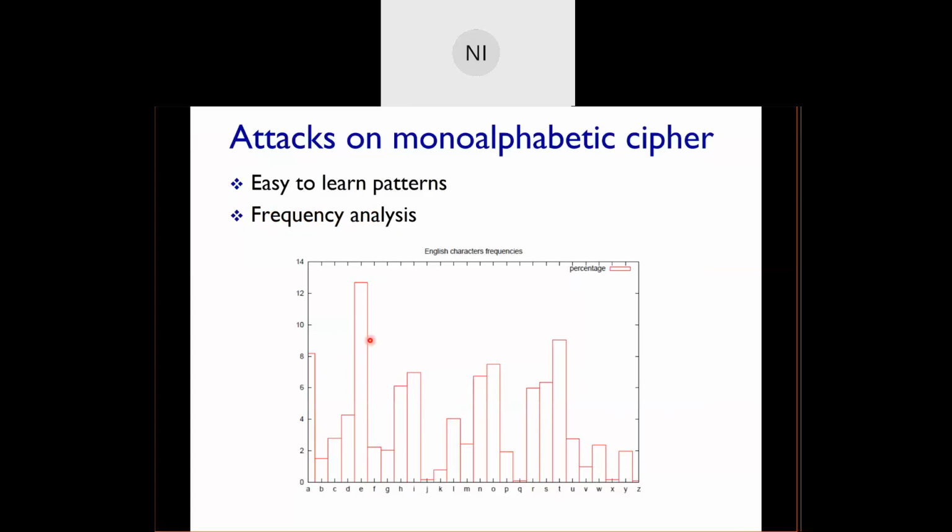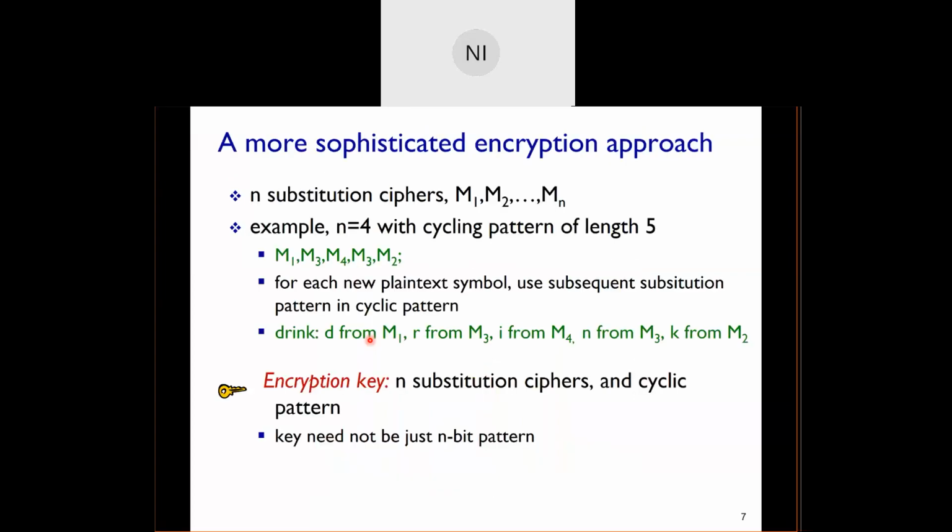So like that, one can reconstruct the plain text by looking at the ciphertext with frequency analysis and learning the patterns and other things. So it is one of the very simple encryption codes that you can think of. A more advanced version of that is called n substitution ciphers.